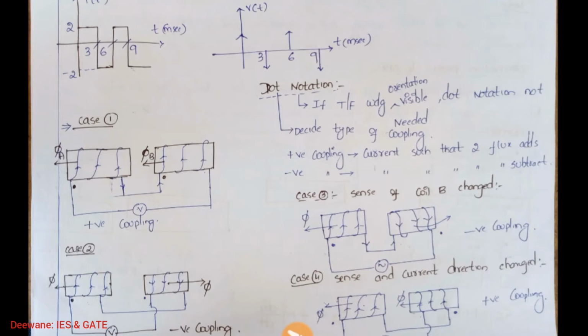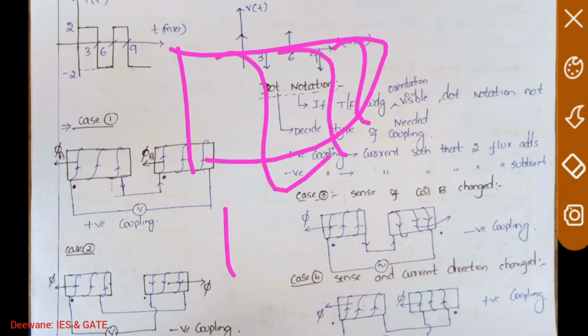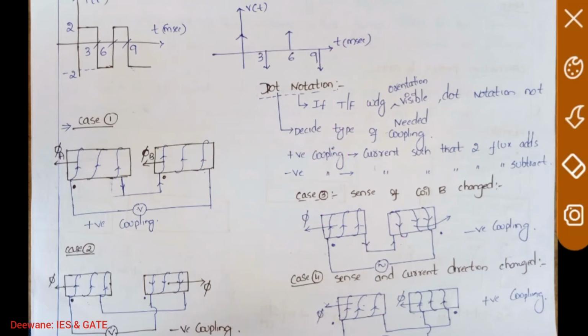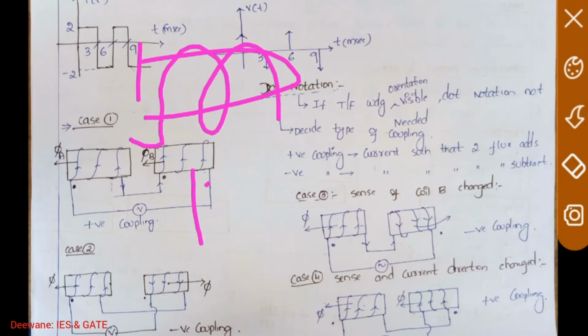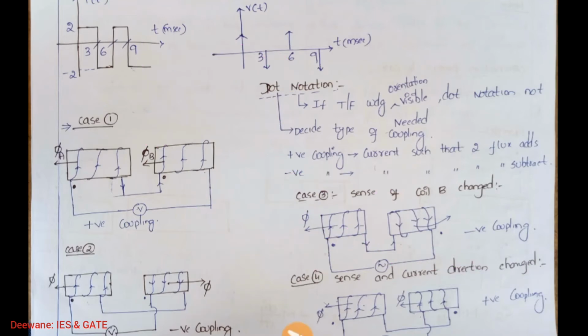Now the sense of winding of coil B is changed. This is the winding now, friends. Now from downwards they are going to orient like this. In case 1 it is like this, like this, like this. In case 2 from downwards we are going like this. So the orientation is reversed. See carefully.